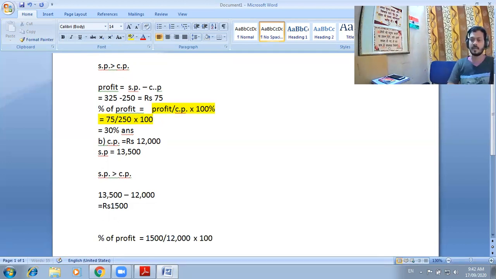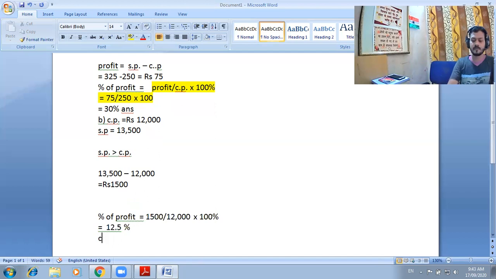12,000 into 100, and use the percentage symbol. So 0 and 0 cancel out. After simplification, we get our answer as 12.5 percent. 12.5 percent is the actual percentage of profit on this given question. Then move to question C.